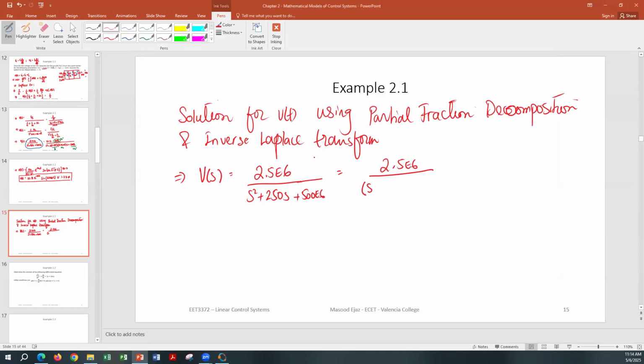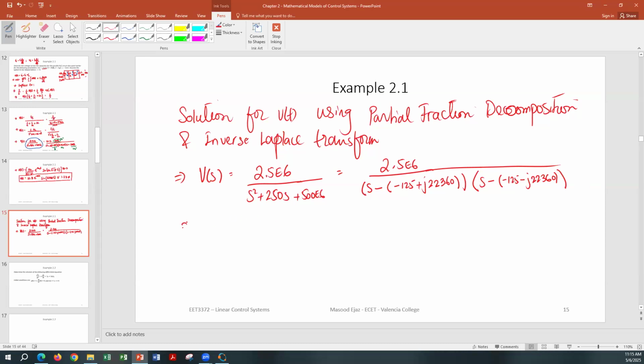So s minus the root, and the root is negative 125 plus j 2236, and s minus the root negative 125 minus j 2236. So whatever polynomial, you can always find roots using MATLAB. Of course, if you want, you can apply the quadratic equation, but why, when you have the roots function available?